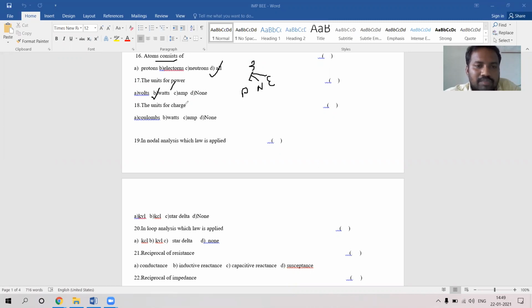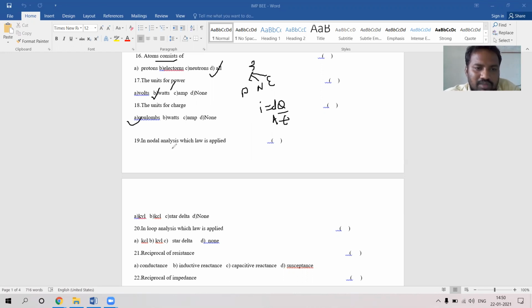Now coming to the units for charge. Current i is equal to dq by dt, which is amperes. But what about charge? Coulombs. For charge it is coulombs, for time it is seconds. Coulomb per second is ampere. So the unit for charge is coulombs.